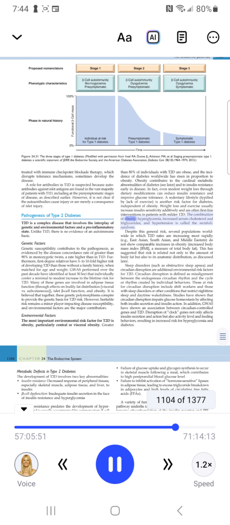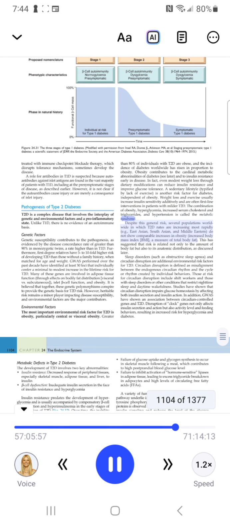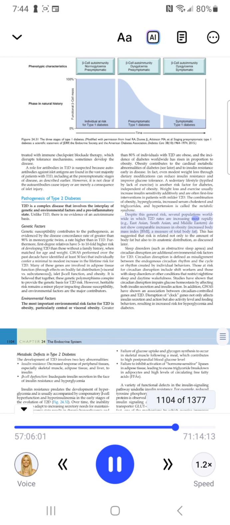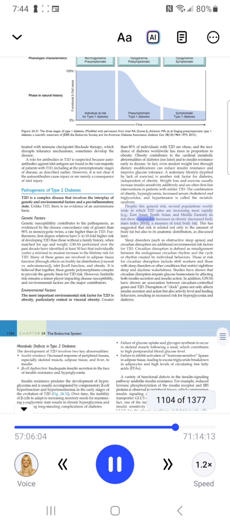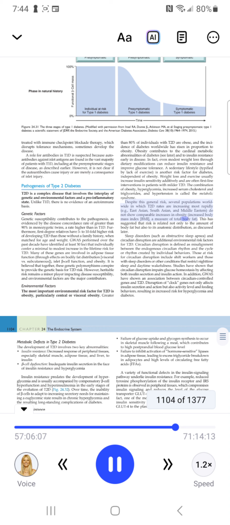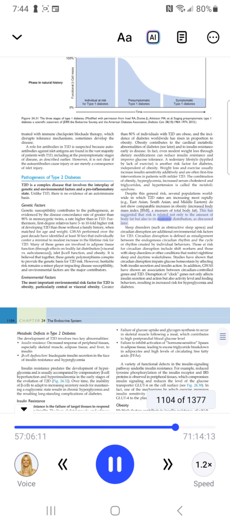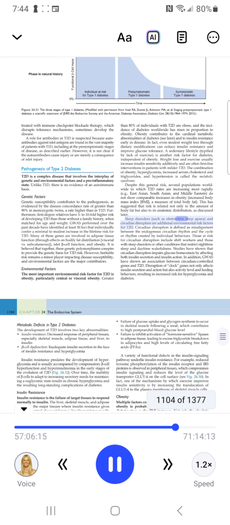Weight loss and exercise usually increase insulin sensitivity additively and are often first-line interventions in patients with milder T2D. The combination of obesity, hyperglycemia, increased serum cholesterol and triglycerides, and hypertension is called the metabolic syndrome. Despite this general risk, several populations worldwide in which T2D rates are increasing most rapidly, e.g., East Asian, South Asian, and Middle Eastern, do not show comparable increases in obesity, increased body mass index (BMI), a measure of total body fat. This has suggested that risk is related not only to the amount of body fat, but also to its anatomic distribution, as discussed later.